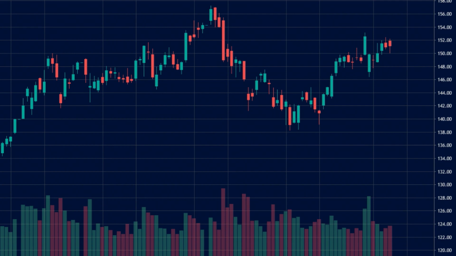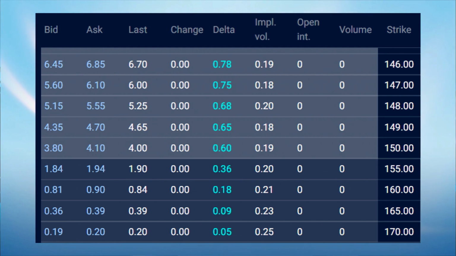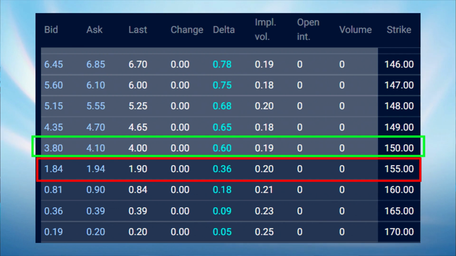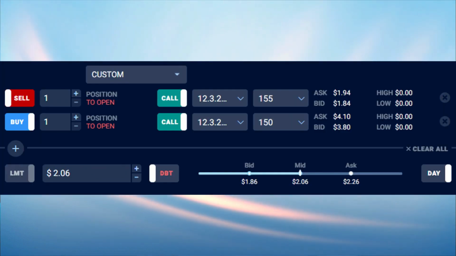Here we have a stock trading for just over $151. The overall trend is up, the stock has pulled back, and it looks like a potentially good entry for a bullish vertical spread. We can see that the call that has a delta closest to 30 is the 155 strike price. So we're selling the 155 strike call. In this example, we'll buy an at the money option. That's the 150 strike. We're using options that expire in 27 days.